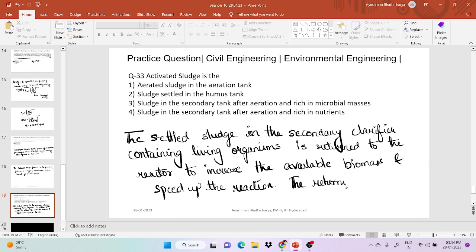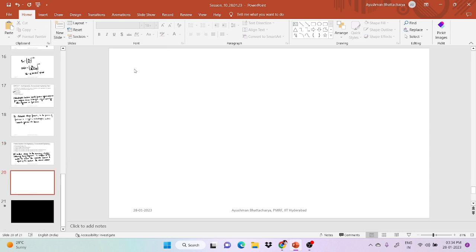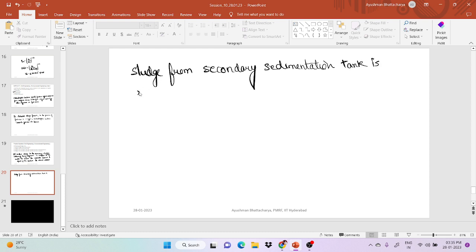The returned activated sludge from the secondary sedimentation tank is active, and hence it is called activated sludge.